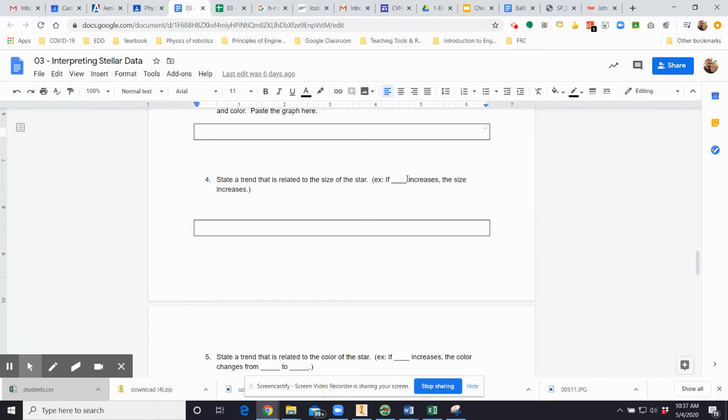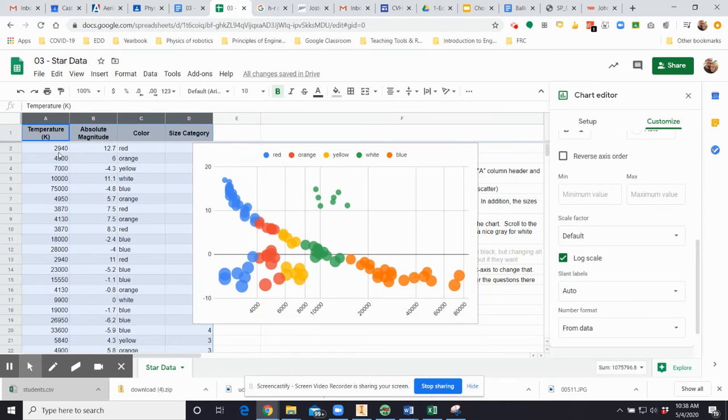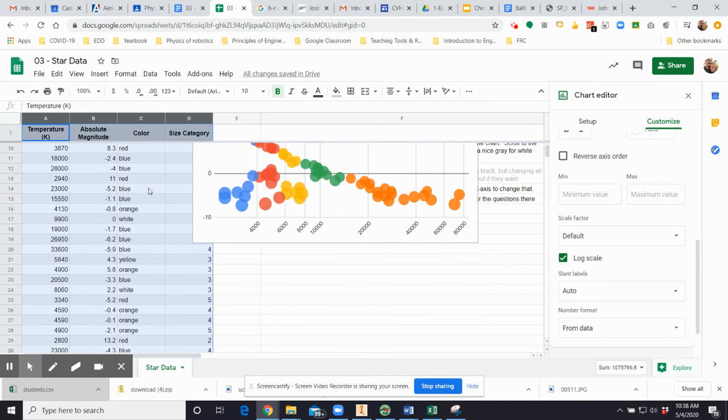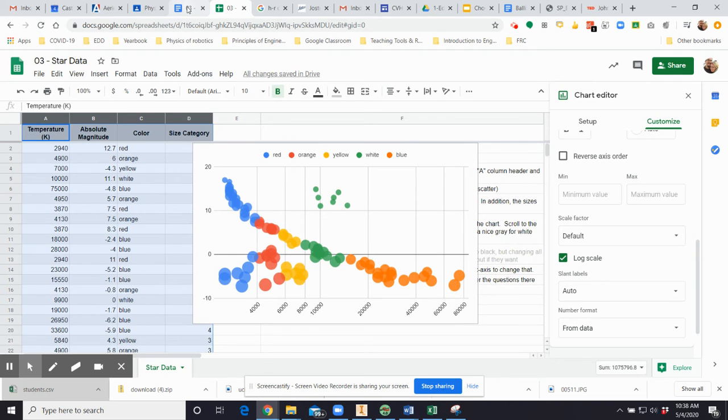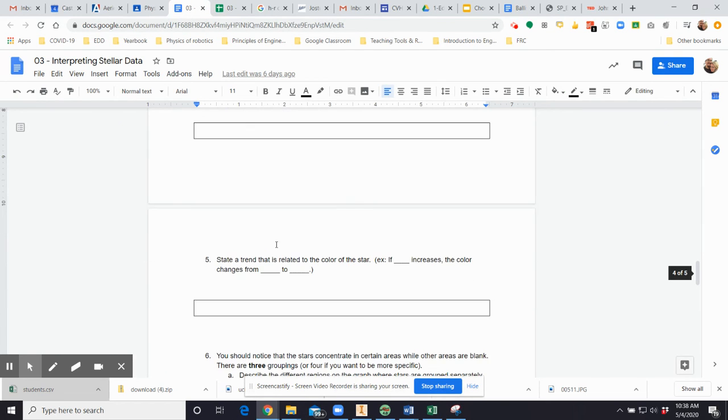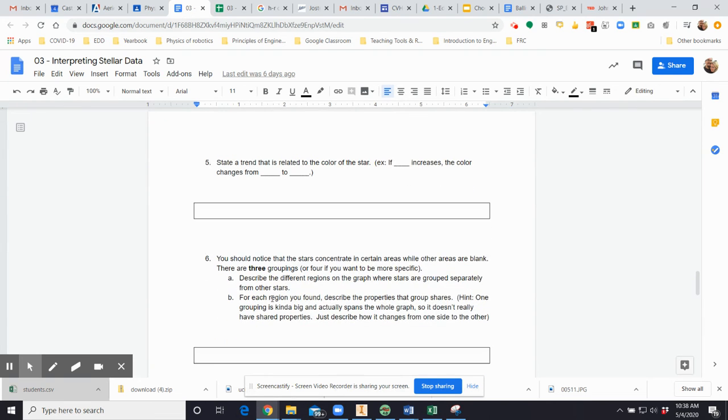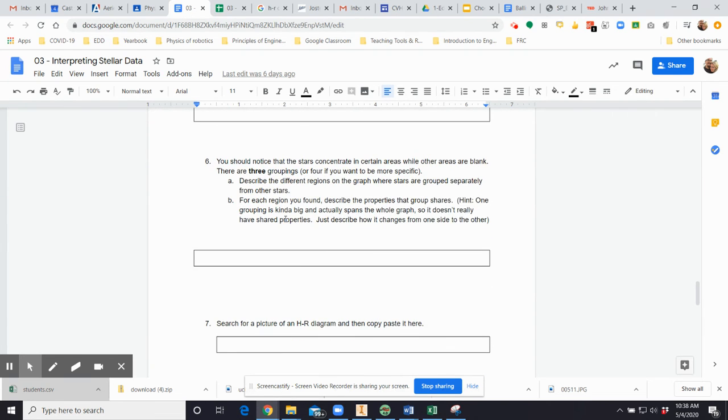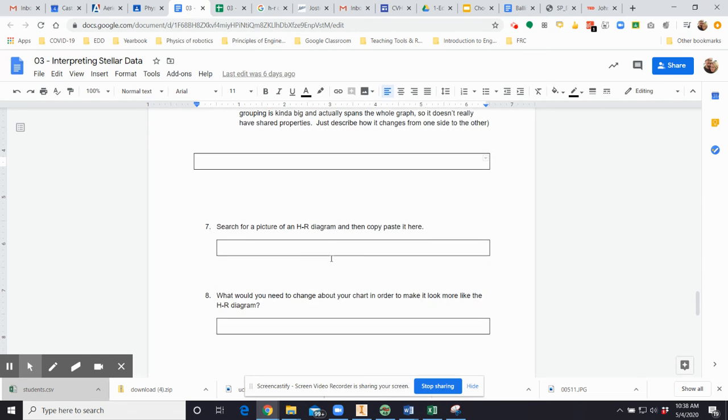State the trend: as blank increases, the size increases. For example, look at the magnitude and the temperature, then look at the size category of the star and decide how those relate. State the trend related to the color of the star. You should also notice the stars concentrate in certain areas while others are blank. Describe these regions: what common properties do these stars have in common?